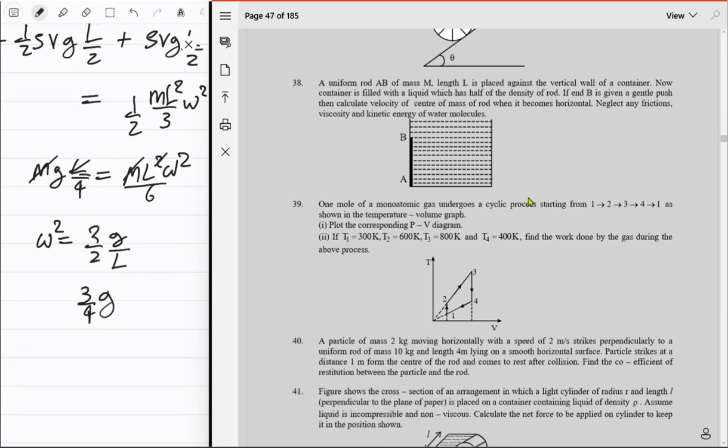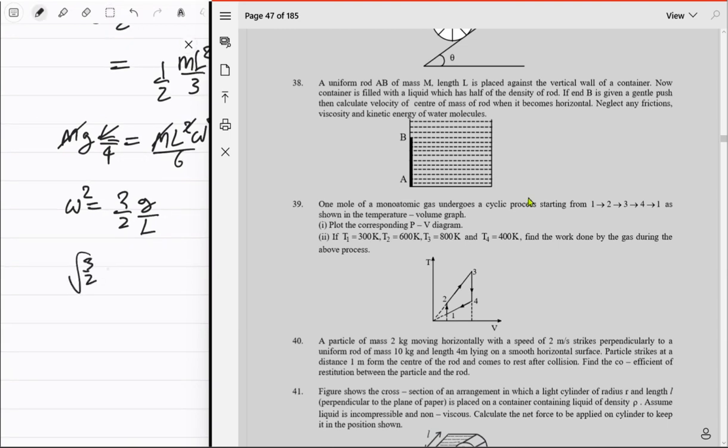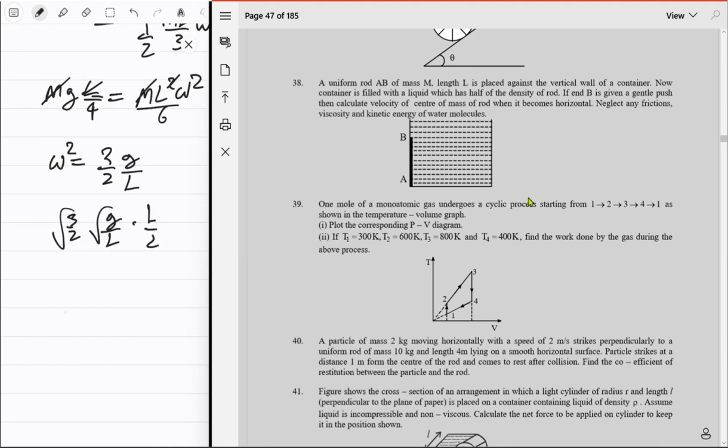Exactly. So what you want is like square root निकालो इसका, just square root of 3 upon 2, then you just have square root of g upon l, and this times of l upon 2, that will be a v thing. So just, you know, square root of 6, square root of g times l, square root of 6gl.